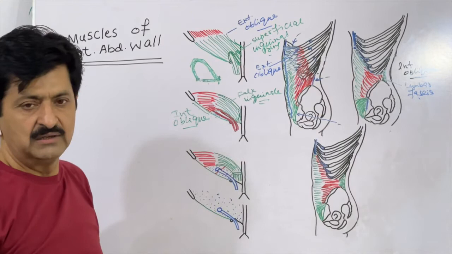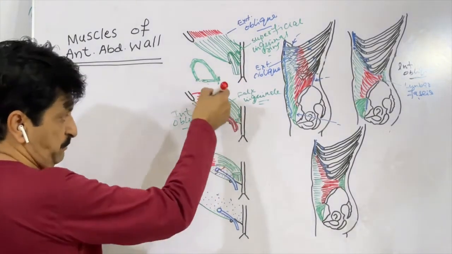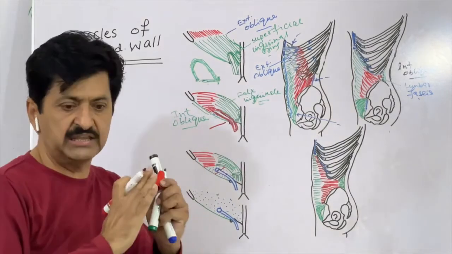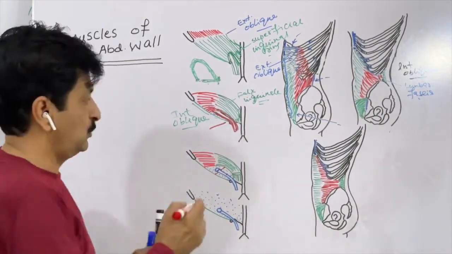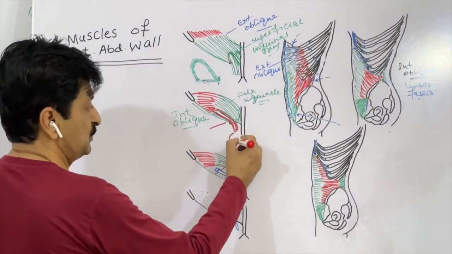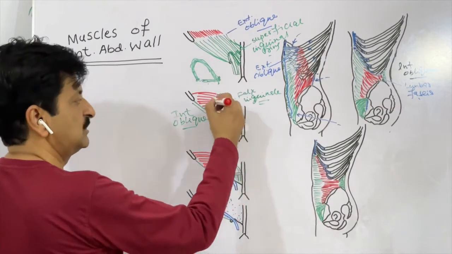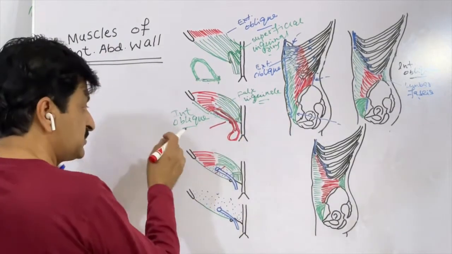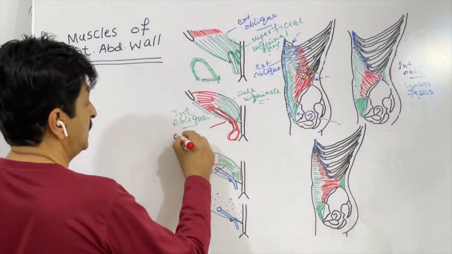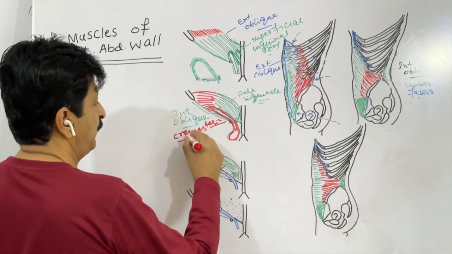This is called cremasteric fascia. It's not just fascia, but muscle also. And the muscle is making a covering not only around your spermatic cord, but around the testis also. So if, for example, I'm showing you the testis here, this muscle will be looping around the testis also. And it's not just muscle, the fascia also. So we call them cremasteric fascia and muscle.